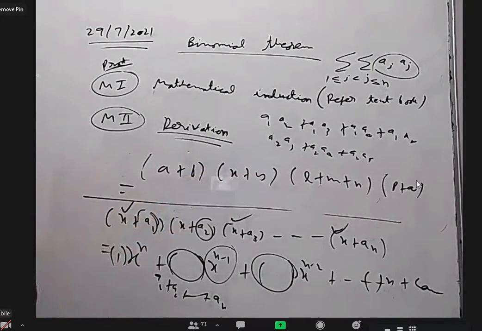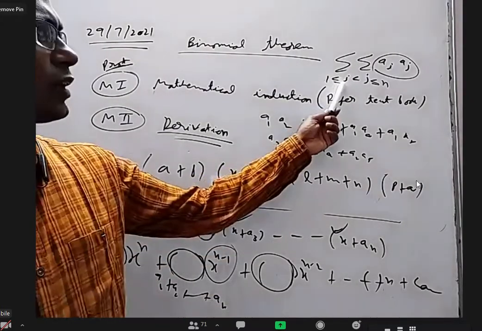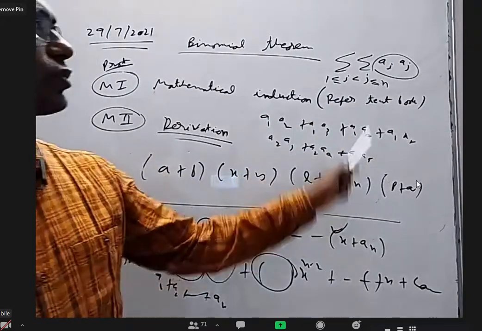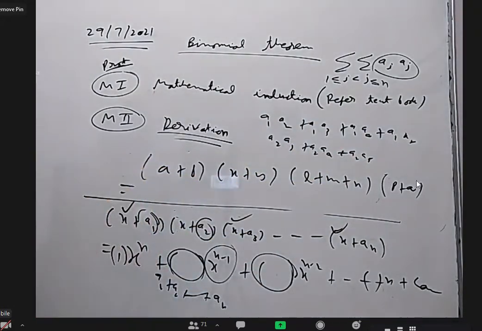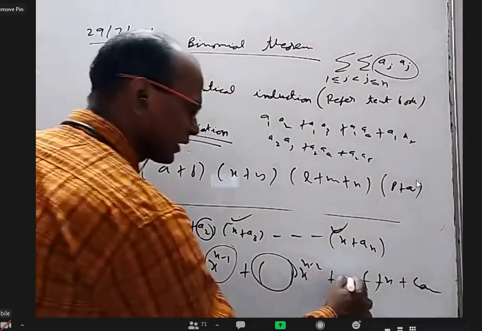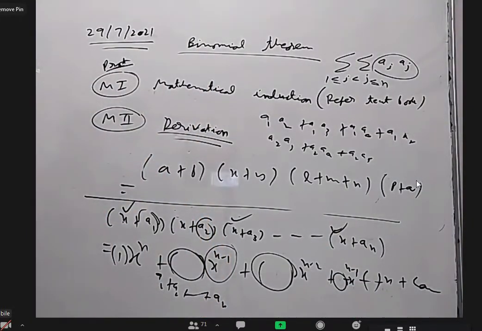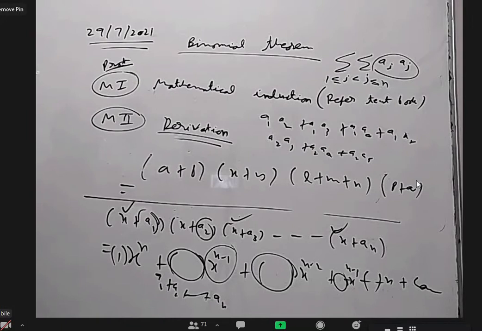Am I covering all the list of the things that are supposed to come here? Yes, sir. When I is 1, j can be 2, 3, 4, so on. When I is 2, j can be 3, 4, 5, so on. Like that, I'm covering everything. So similarly, if I take x power n minus 3, what is the coefficient going to be? Triple sigma, 1 less than or equal to I less than j less than k less than or equal to n, ai aj ak. That's good.